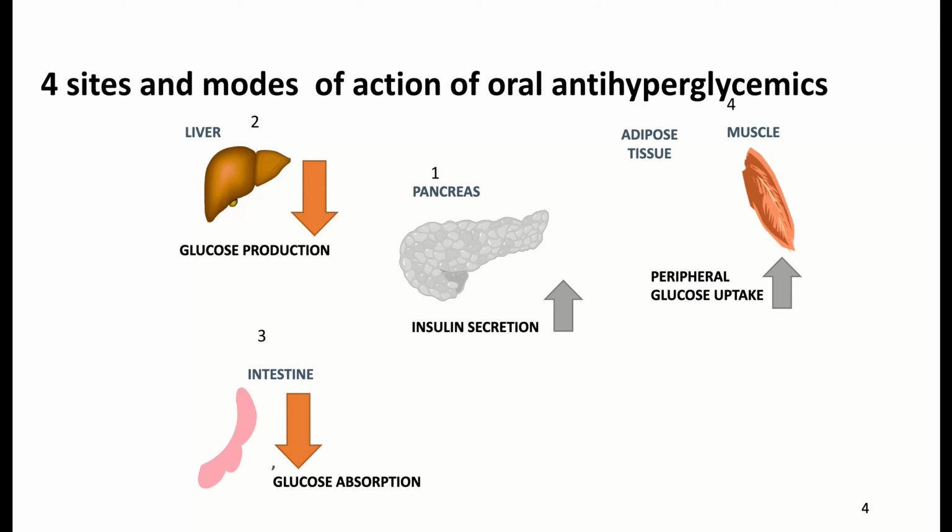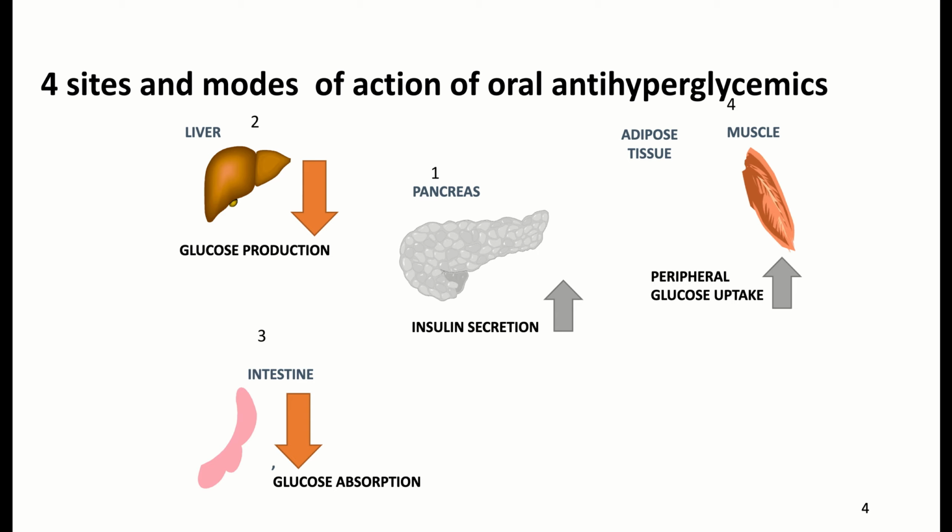Remember, in lecture 1, we said that there are 3 sources of glucose. 1, glucose comes from the food we eat. 2, glucose from liver production called gluconeogenesis. 3, glucose comes from peripheral tissues such as muscles.